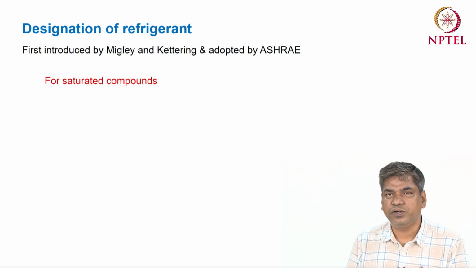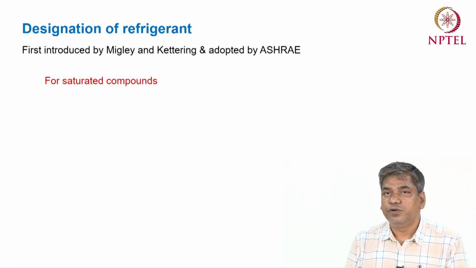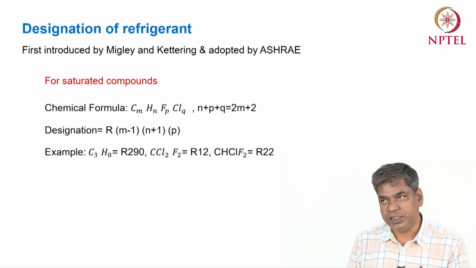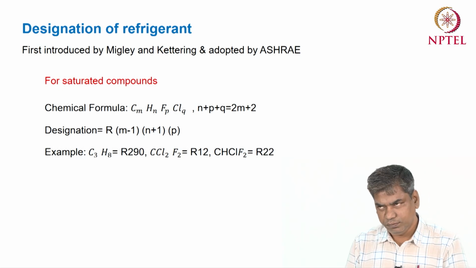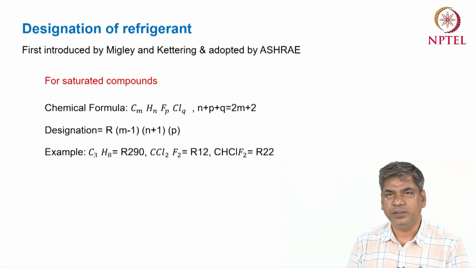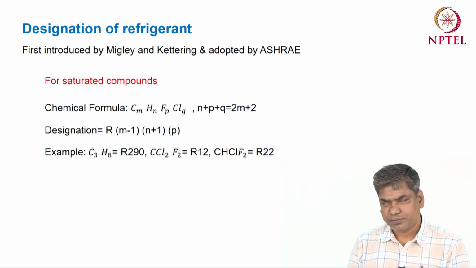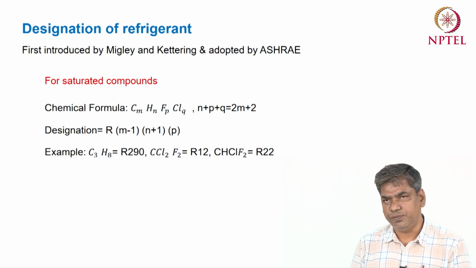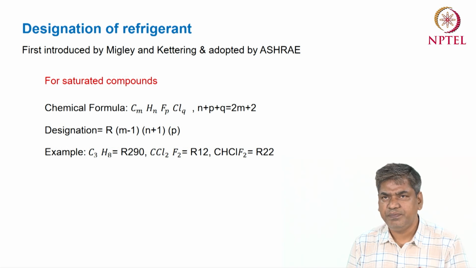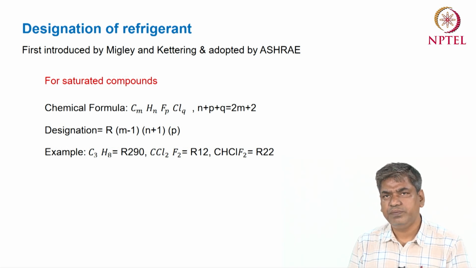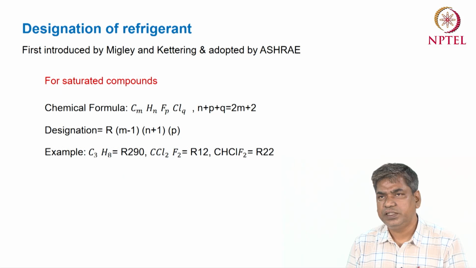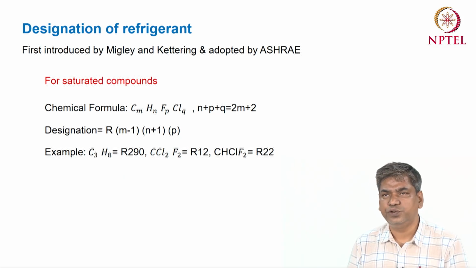First of all I will consider the saturated compound. A saturated compound may be a hydrocarbon, that means a pure natural refrigerant, or maybe a synthetic refrigerant. If we assume that the chemical formula of a refrigerant is given by CmHnFpClq, and this is a saturated compound, then this equation should be satisfied: n plus p plus q should be 2m plus 2.